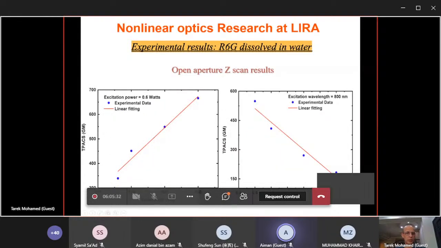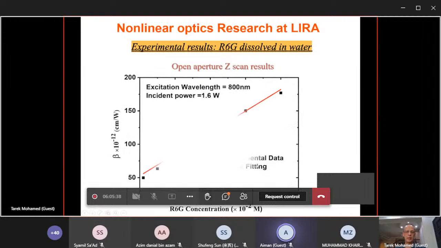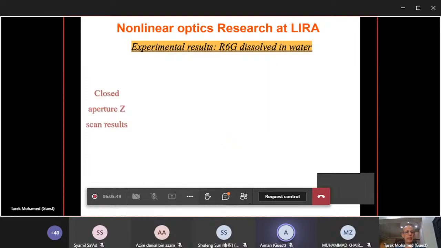Here the absorption cross-section is a function of length, and the two-photon absorption cross-section is a function of the concentration. We also measured the nonlinear absorption as a function of the concentration. Here we're increasing the concentration, and the nonlinear absorption increases.